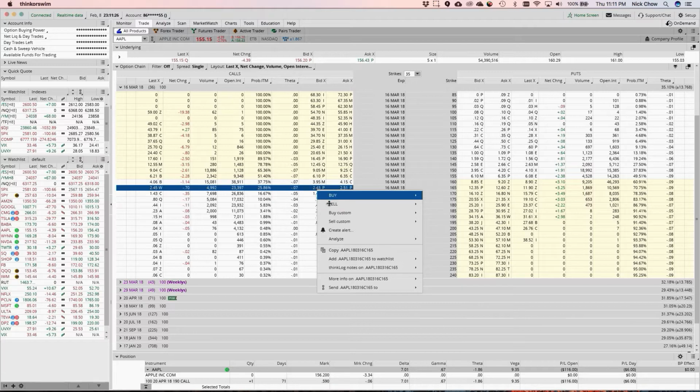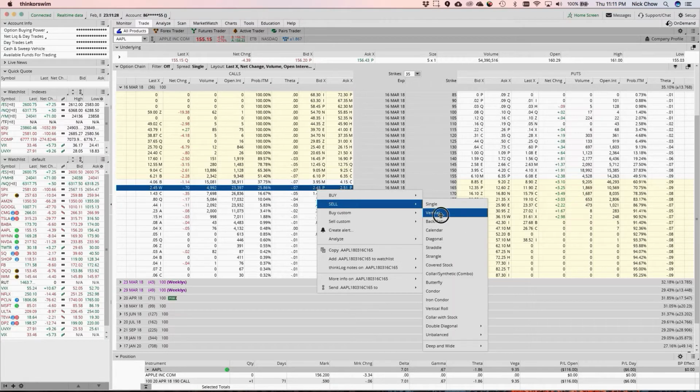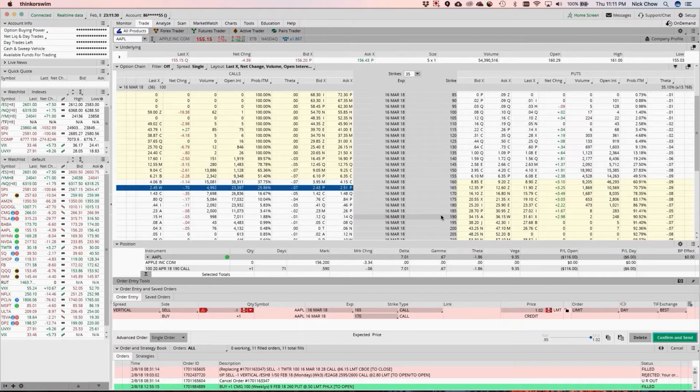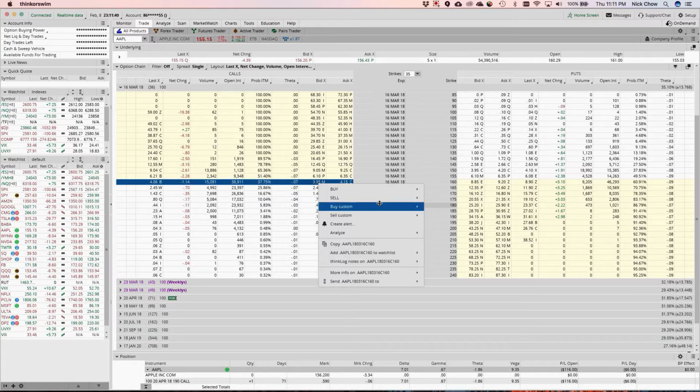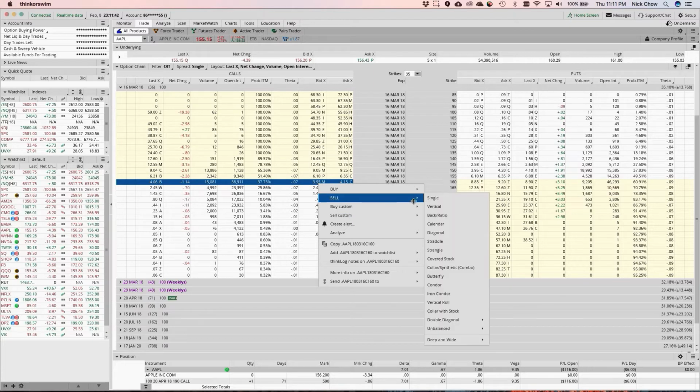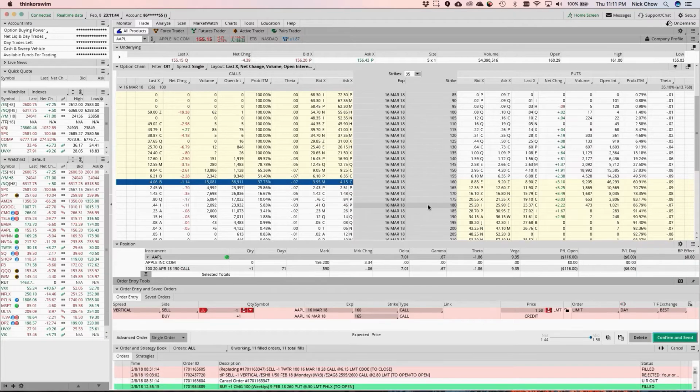And you go into here, you can go to sell, and you can go to a vertical. This is what you call a credit spread. And as you can see, your credit's a lot less than selling naked. Naked, we were making $3.95 here. Let's go up to the 160 strike here, just to keep it consistent. So instead of making the 395, this credit spread, we're only making 158.